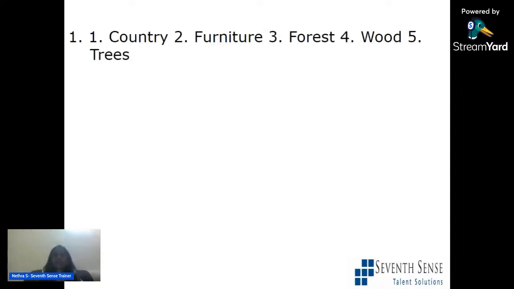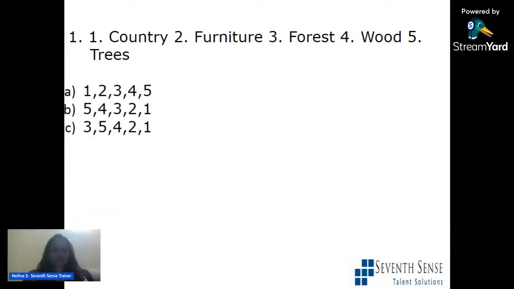So this is the question. The first word is country, second is furniture, third is forest, fourth is wood, and fifth is tree. Can you try to arrange this in a meaningful sequence? I'll give the options too. These are the options which you can see on the screen. The words are country, furniture, forest, wood, trees. Try to arrange this in a meaningful sequence. I'll give you 2 minutes. If you know the answer, kindly type it in the chat box.